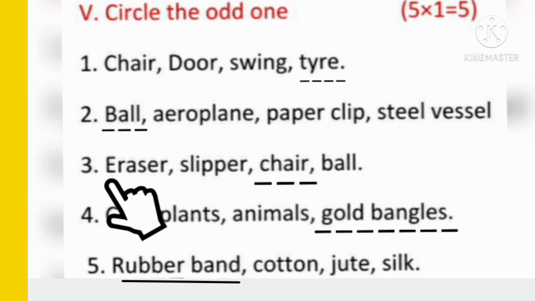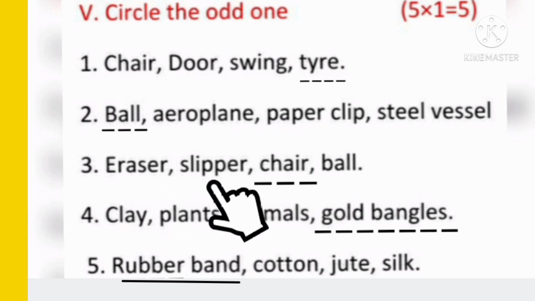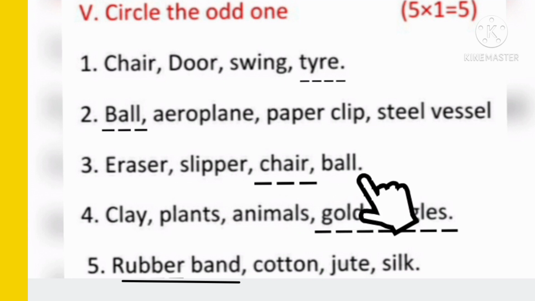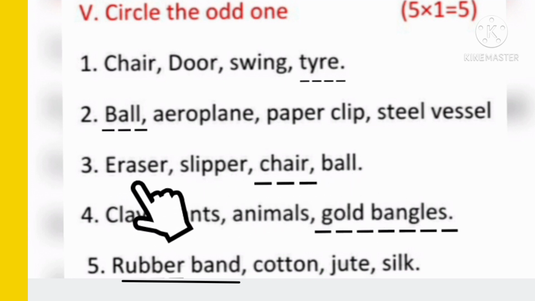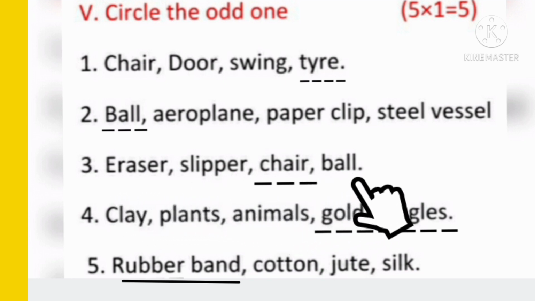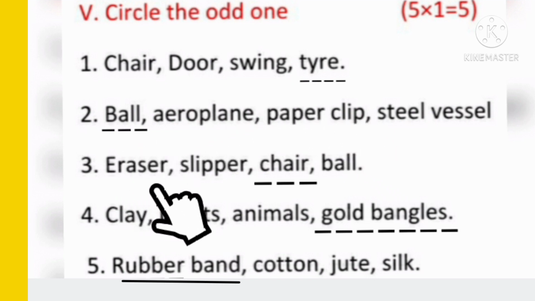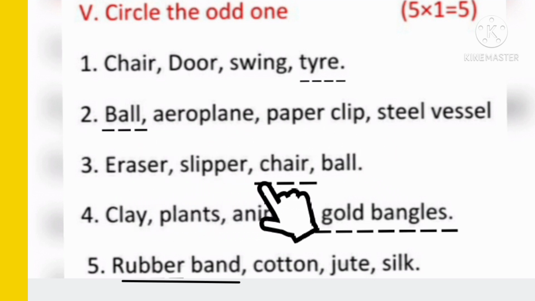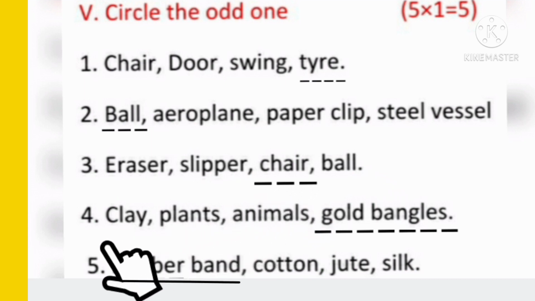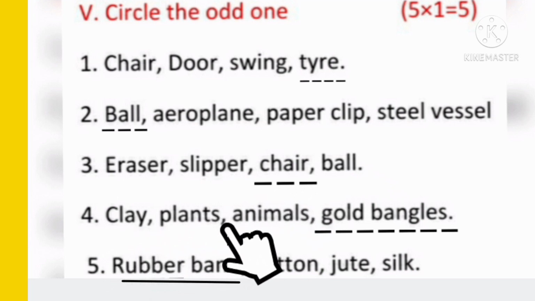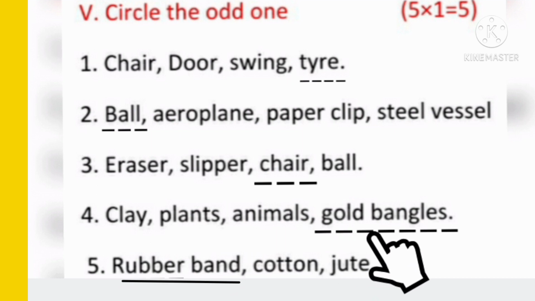Next one: eraser, slipper, chair, ball. Eraser, slipper and ball are made of rubber. So, chair is made of wood. Which is the hard one? Yes, very good. Chair is the hard one.